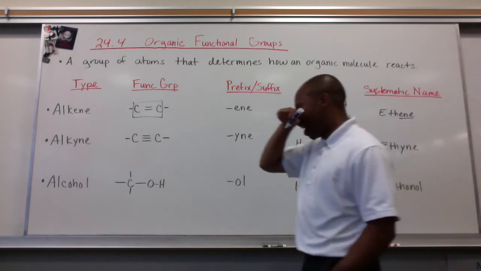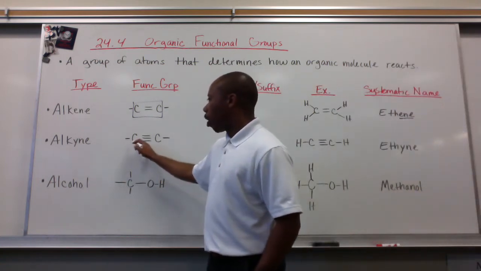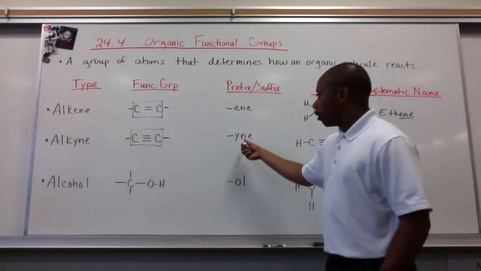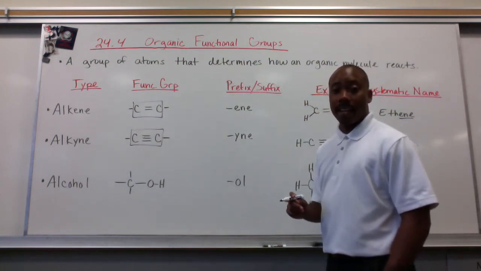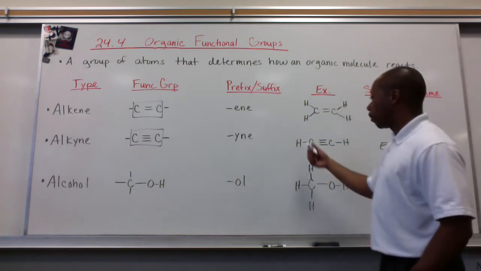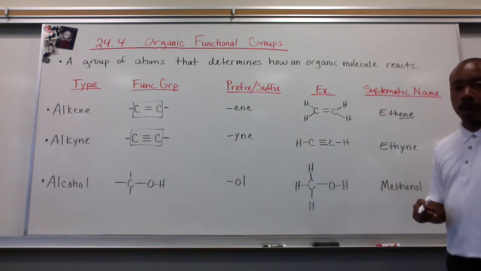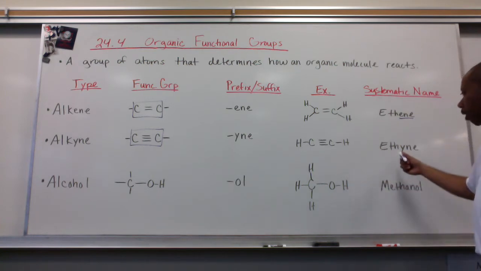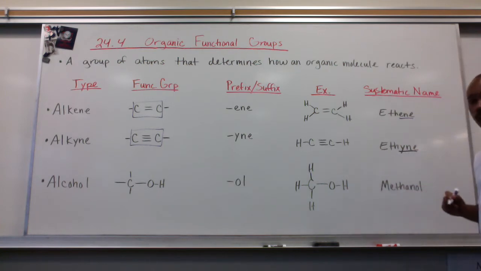Our next one is an alkyne. For an alkyne, we have a carbon-carbon triple bond. And our suffix here is a Y-N-E ending. An example of this would be two carbons triple bonded together, and to satisfy their octet, you have two hydrogens there, and we have ethyne with a Y-N-E ending.